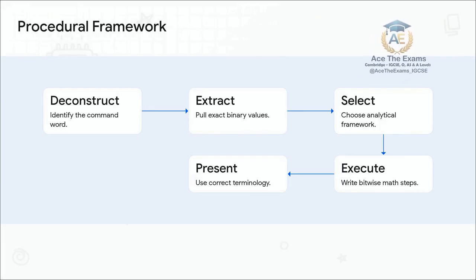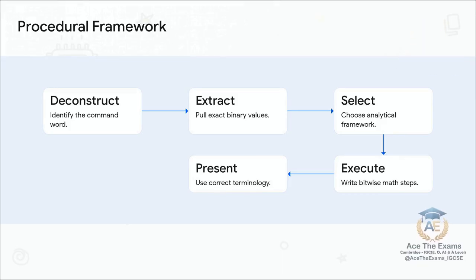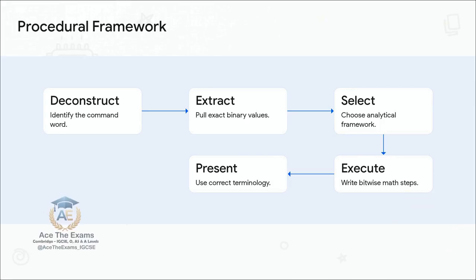Step 1. Deconstruct the command word. Are you explaining, describing, or evaluating? Step 2. Extract the relevant binary data from the scenario. Step 3. Select your analytical framework. Remember, AND to clear, OR to set, or XOR to toggle. Step 4. Execute the operation with clear line-by-line notation to secure those method marks. Step 5. Present your final answer using the correct Peel terminology. This is your ultimate blueprint for success.